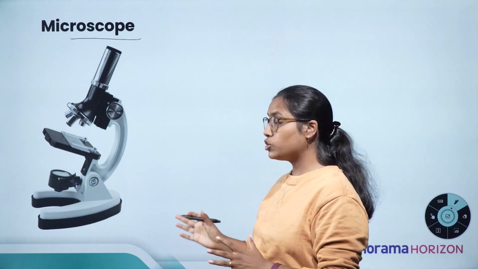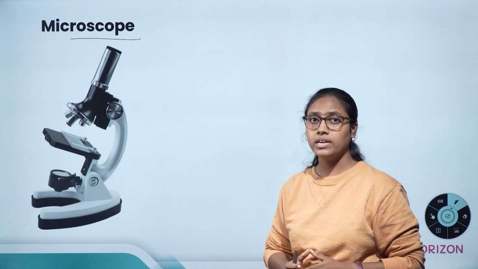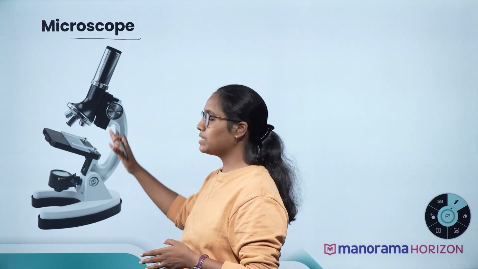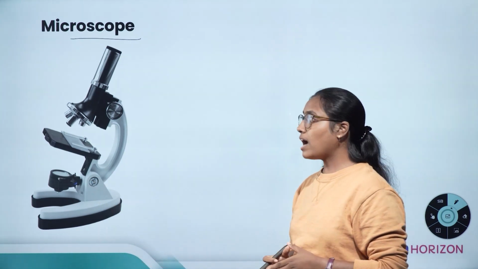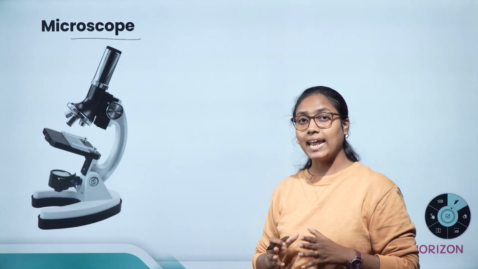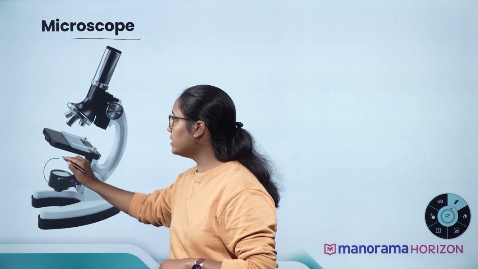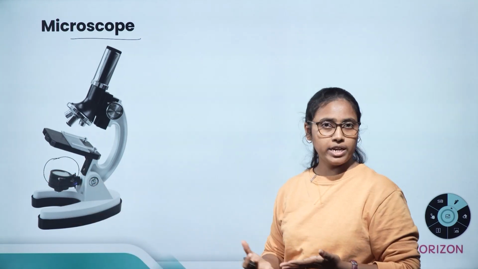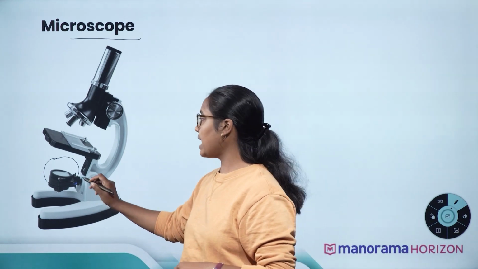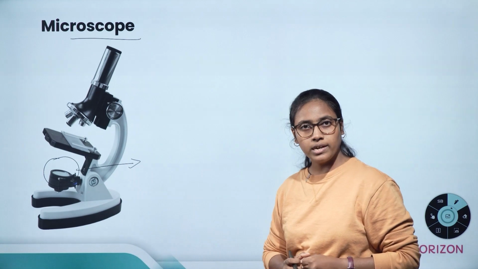Microscopes are instruments that are used for visualizing very small things. The things which are not visible from our naked eyes are visualized by a microscope. Now, if you see, this is a compound microscope, or we call it a light microscope, because the source of light is either sun or artificial light, and that light is captured by the mirror.